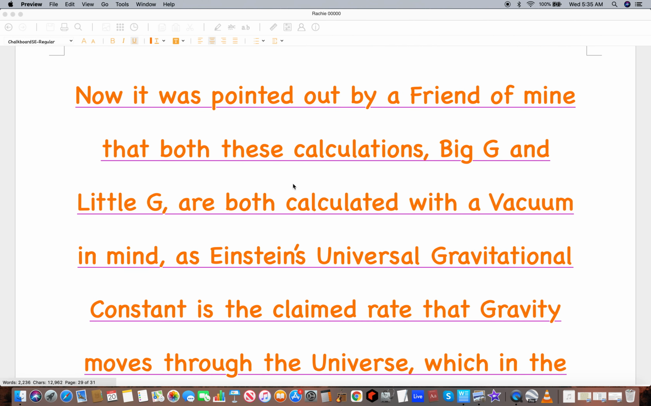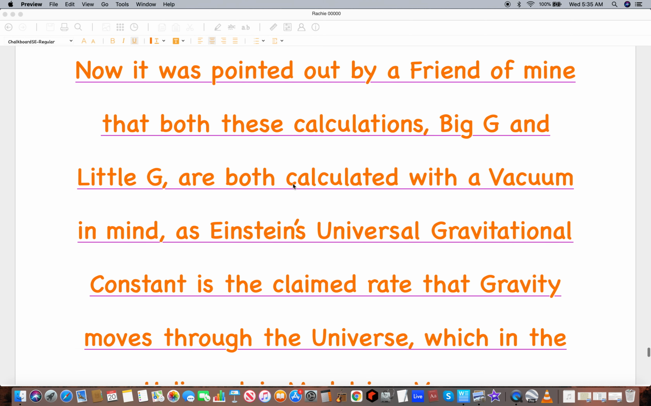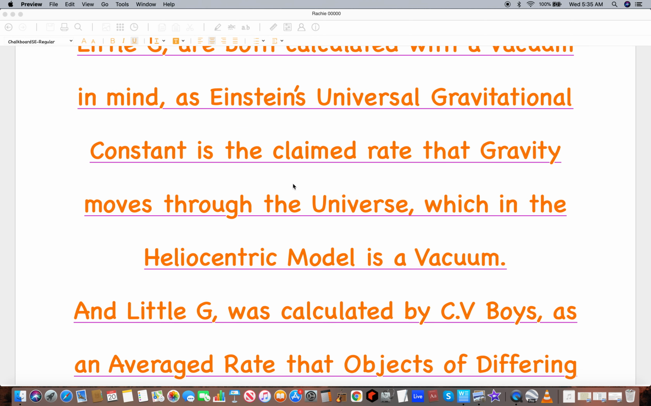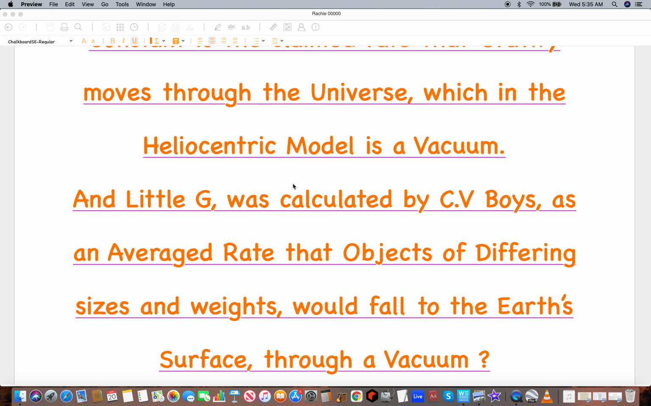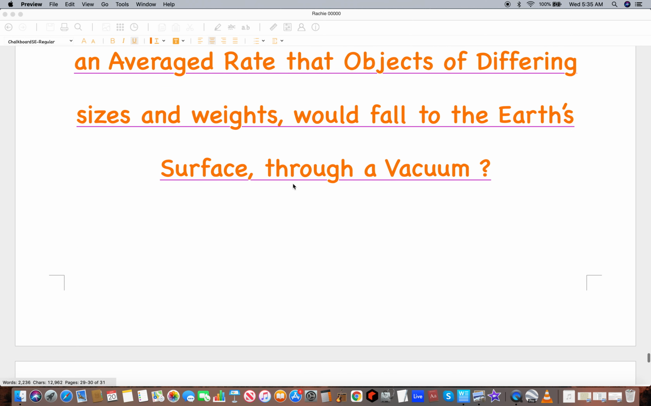Now, it was pointed out by a friend of mine that both these calculations, big G and little g, are calculated with a vacuum in mind, as Einstein's universal gravitational constant is the claimed rate that gravity moves through the universe, which in the heliocentric model is a vacuum. And little g was calculated by Charles Vernon Boys as an average rate that objects of differing sizes and weights would fall to the Earth's surface through a vacuum.